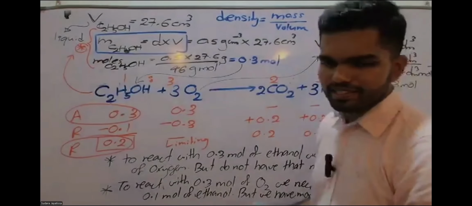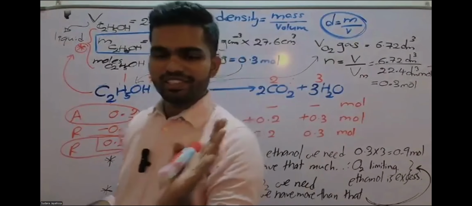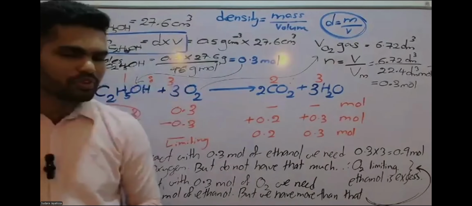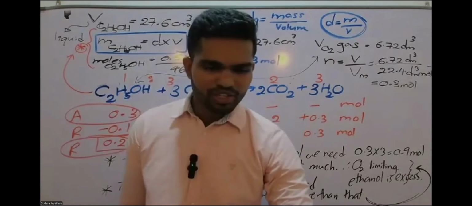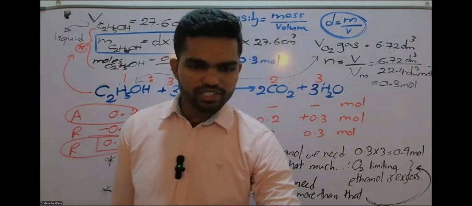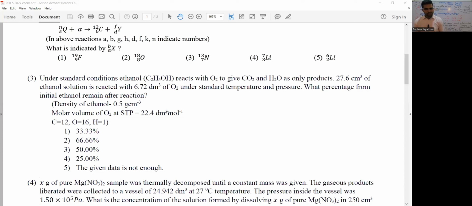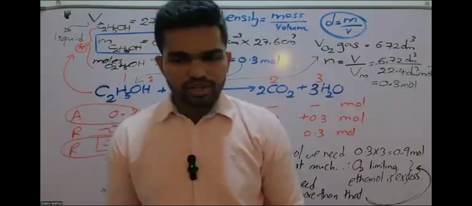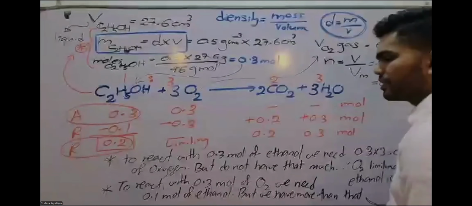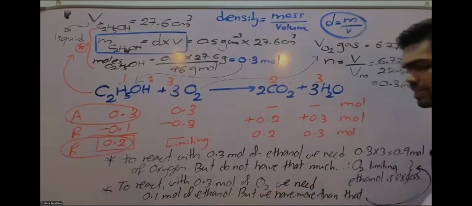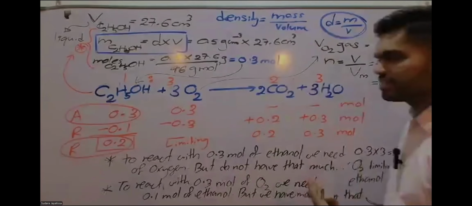So what is the question asking? The question was taking some time, and now we might forget what they asked. Shall we quickly go to the question and see once again? It's asking what percentage of the initial ethanol is remaining after the reaction. You have 0.2 remaining, but you added 0.3.